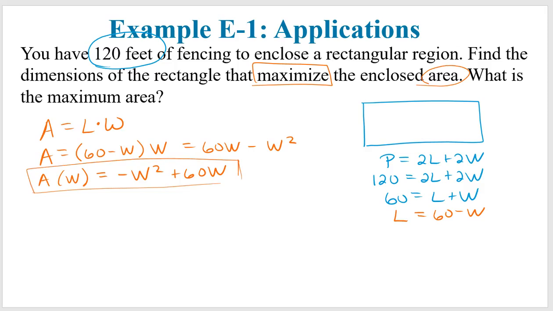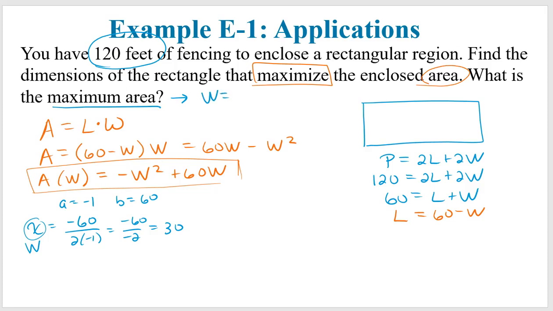They already told me it's a maximize problem, so that gives me a hint that I need to find the vertex of this parabola. My a value is equal to -1, and my b value is equal to 60. So x equals negative b, which is negative 60, over 2 times -1. Negative 60 divided by -2 is positive 30. So I know the maximum occurs when the width, again, we didn't use x, we used w, is 30 feet. So the maximum area is going to occur when your width is equal to 30 feet.